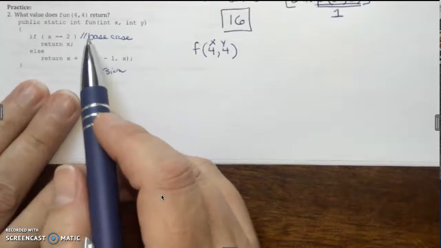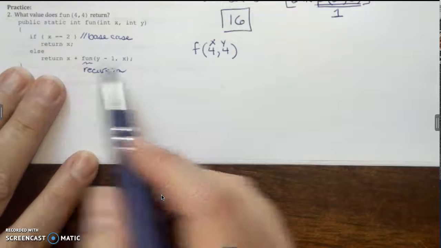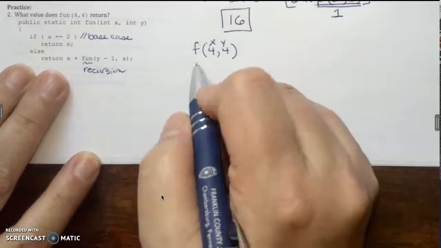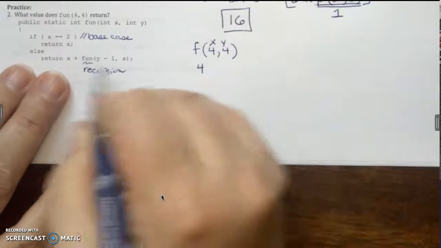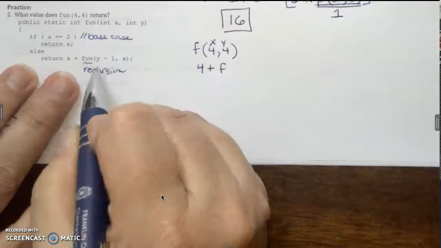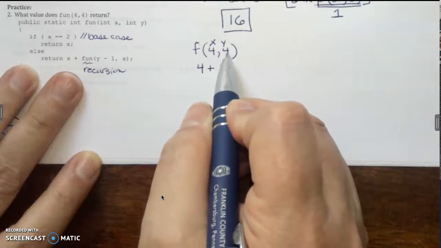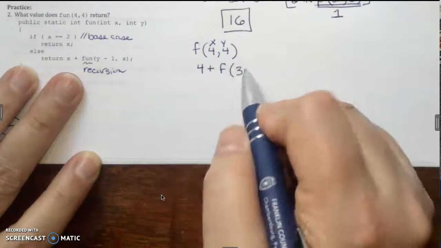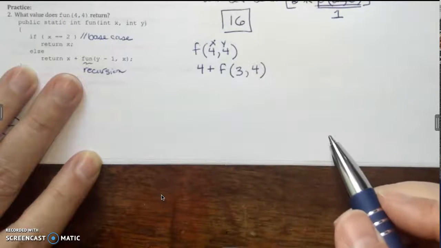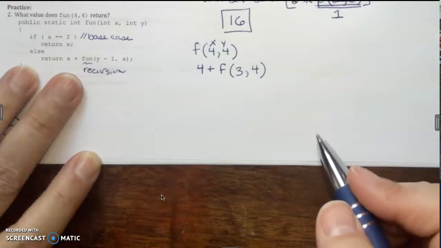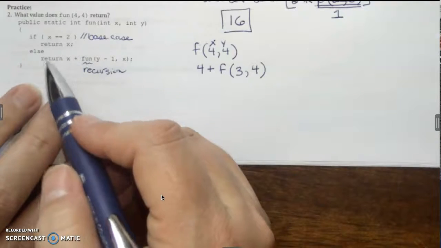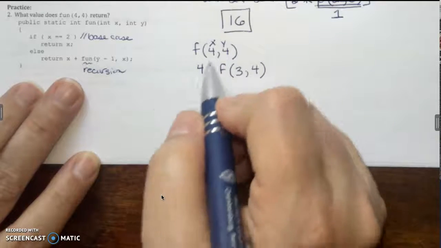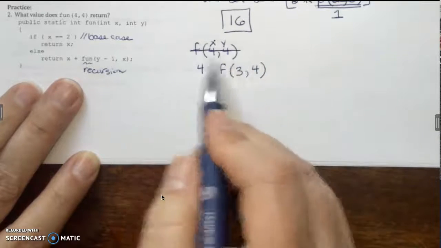All right, so 4, 4. So I'm in the else path because x is 4 right now. And so I'm going to return x. So this is going to be 4 plus a recursive call with y, which is 4 minus 1, so that's 3, comma x, and x, the value is 4 right now. So it's going to look like that. So there's nothing else to do in this method, so as soon as all this stuff is done, I can print. So I have evaluated this recursive call.